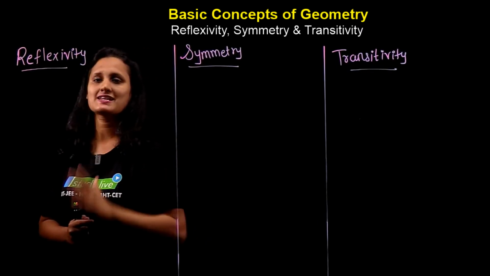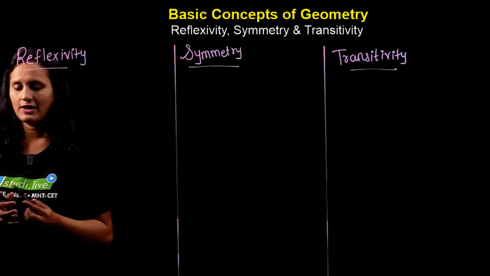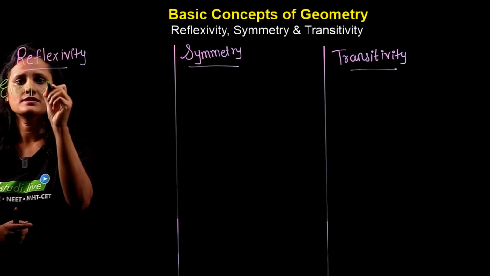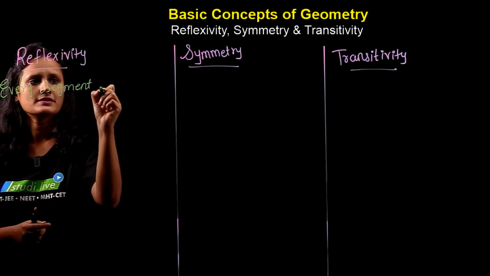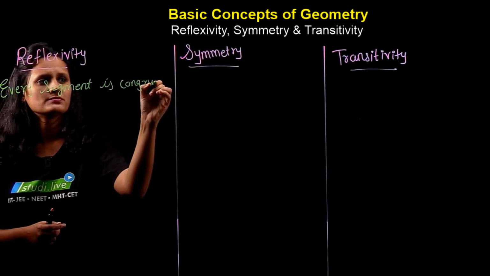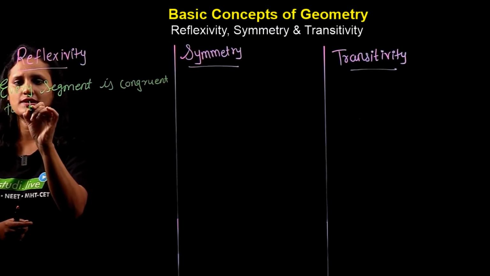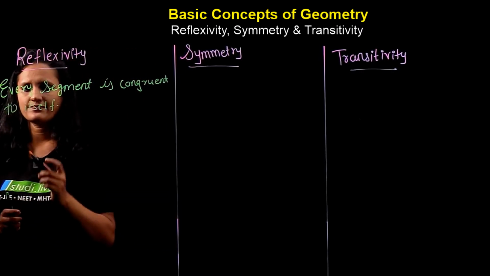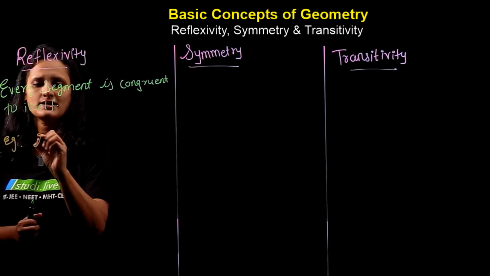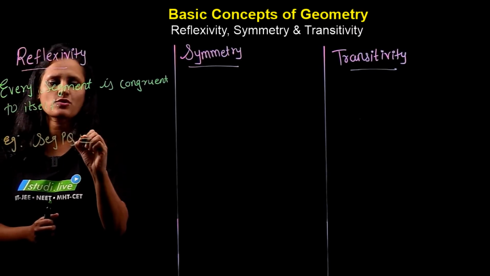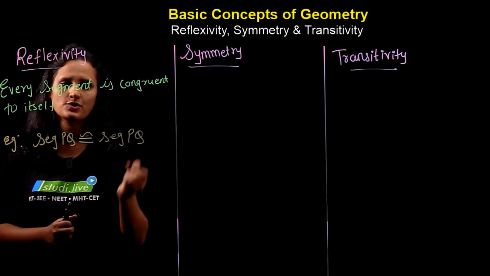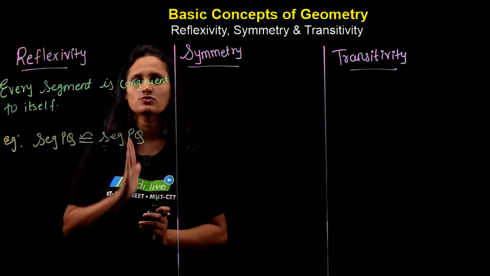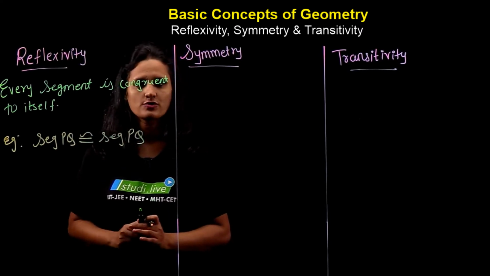Okay, first I will start with reflexivity. Now, every segment is congruent to itself. Okay, every segment is congruent to itself. It means, for example, segment PQ is congruent to segment PQ. Okay, every segment is congruent to itself. It's called reflexivity. When segment PQ is congruent to segment PQ, this is the symbol of congruency.